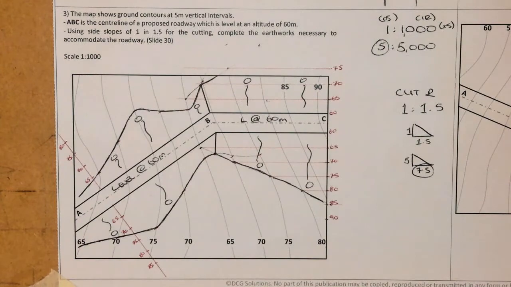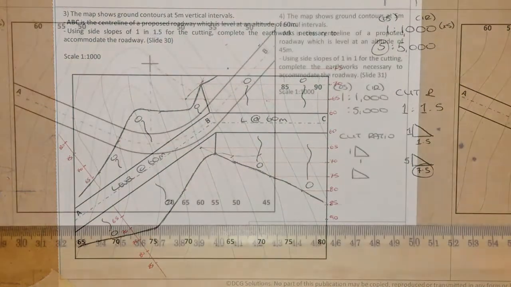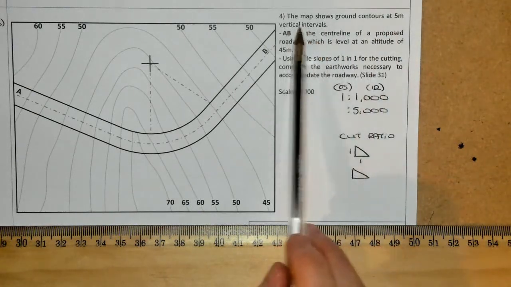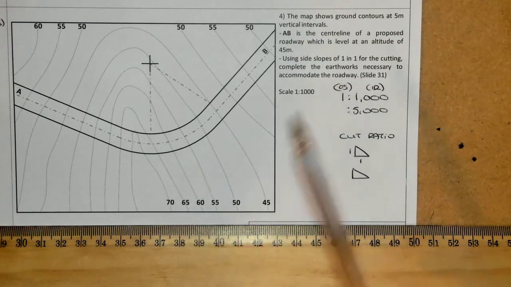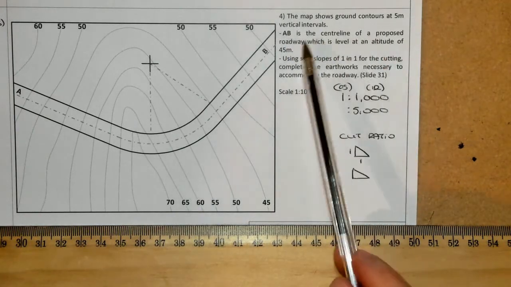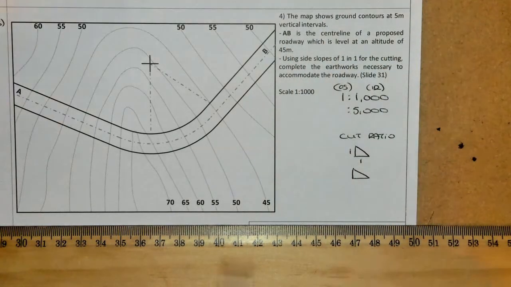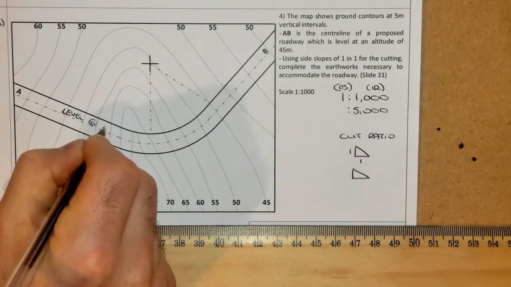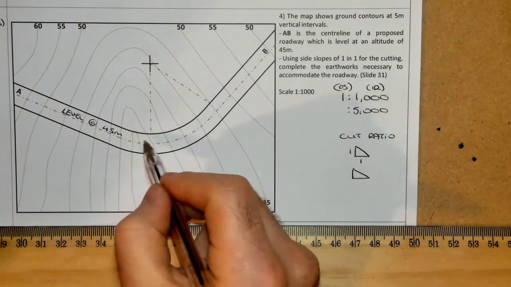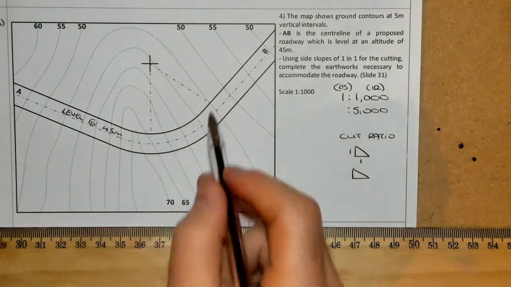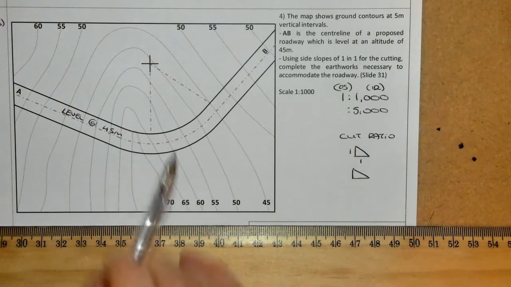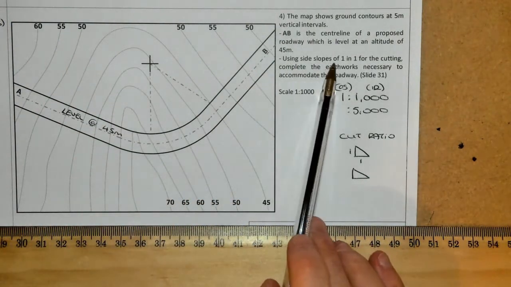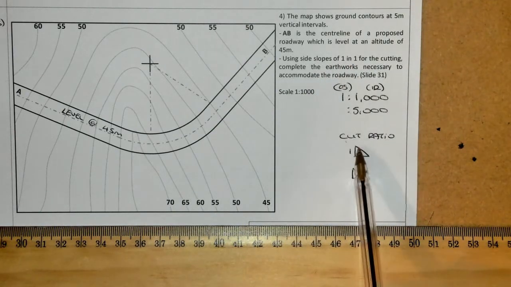Now what we're going to do is move on to the final question on the bottom right of the page. So question 4 states, the map shows ground contours at 5 meter intervals, distance between our contours 70 to 65 is 5. AB is the centre line of a proposed roadway which is level at an altitude of 45. Okay, so it's level at 45 meters, and that continues on all the way AB including the curve there. And we can obviously see as well we've got the centre point of the arc for the curve. It then says using side slopes of 1 and 1 for our cut, so our cut ratio is 1:1.